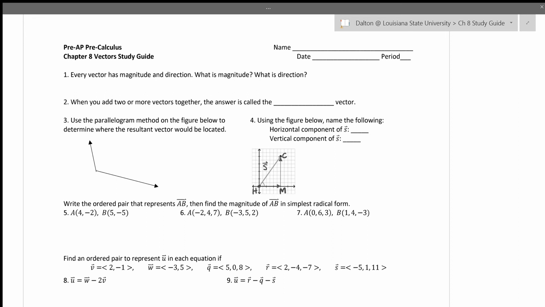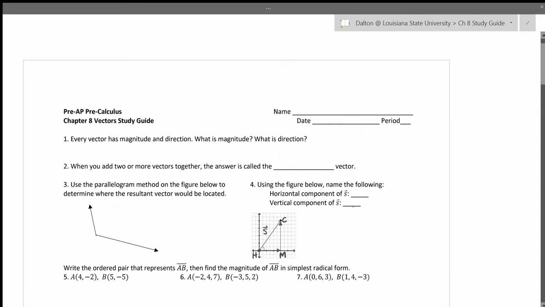Hello folks, this video covers page 1 of your chapter 8 study guide, preparing you for your test on vectors. So number 1, every vector has magnitude and direction. What is magnitude? What is direction?